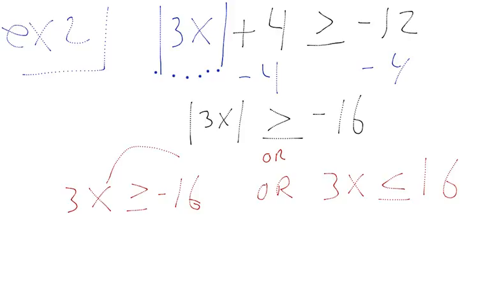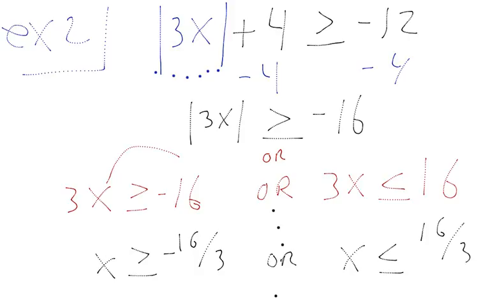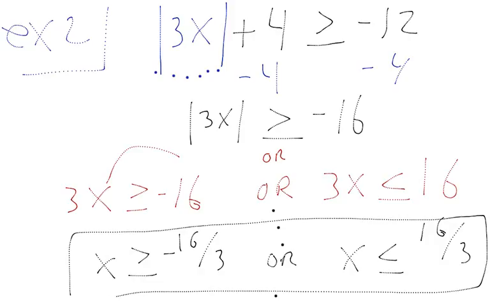So now what I'm left with, when I divide both sides of both inequalities by 3, is x is more than or equal to negative 16 thirds, it's basically negative 5 1/3, or x is less than or equal to positive 16 thirds. So I get this when I solve it. I'm going to show on a graph what this actually means.